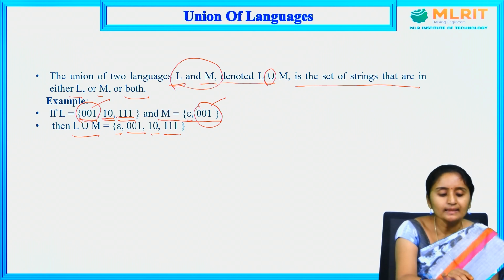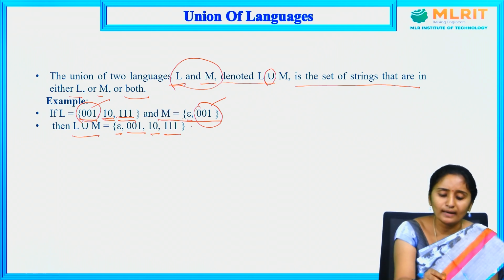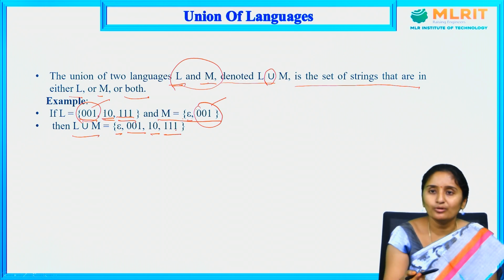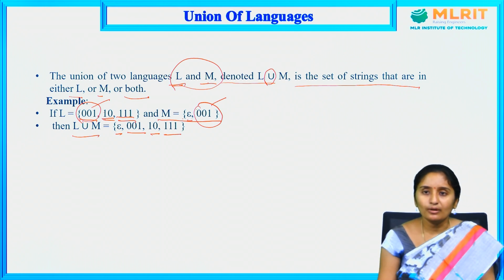In anything I can write, either I can take from L or M or both. But duplicates are not allowed. I cannot write the same string again one more time. So that is nothing but union of languages.